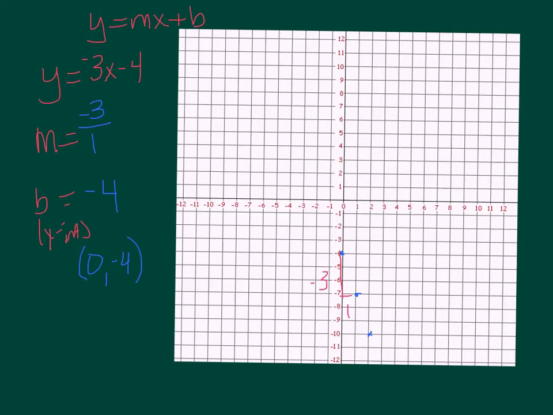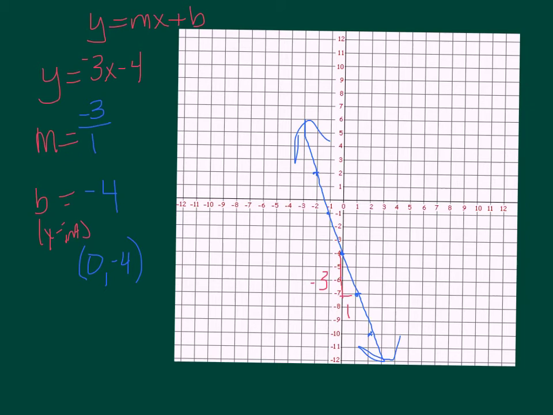If you run out of space, you can do the opposite. Instead of down and to the right, we can go up and to the left. So up 1, 2, 3, and then left 1. Again, 1, 2, 3. You notice all these points are in a line. That should always happen. Connect the dots, put your arrows, and there's my graph.